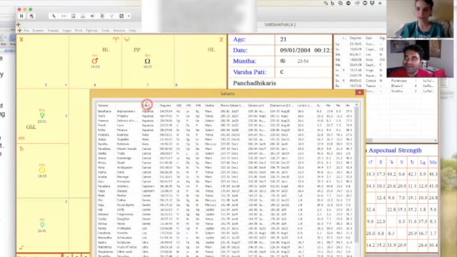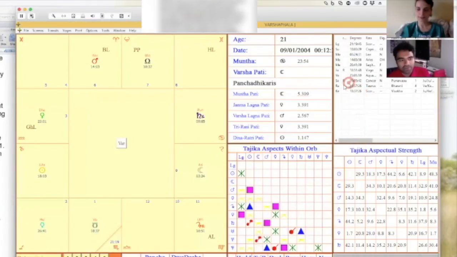Can you briefly say what Munta is and Varshapati for those who don't know? Good, actually. I should have done that. Thank you for bringing it up. So Munta is a house of focus in Varshafala.